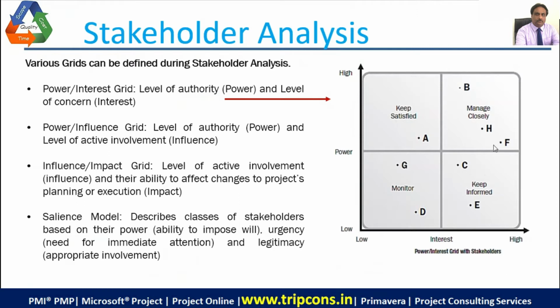So you would be managing these three people, like B, E, and F, more closely. Person A has to be kept satisfied, and those who are C and E have to be kept informed about the status of the projects, and the rest, G and D, are just monitoring.